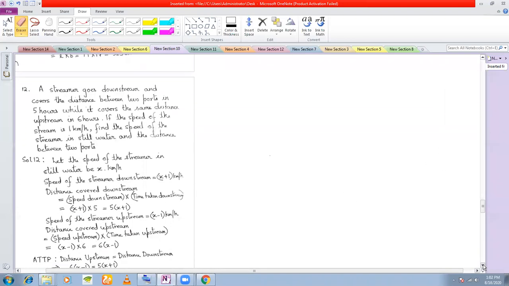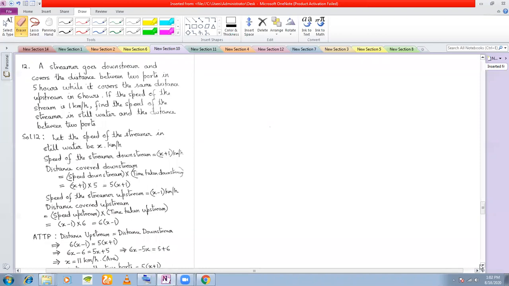Now see this one, number 12. A streamer goes downstream and covers the distance between two ports in 5 hours, while it covers the same distance upstream in 6 hours. If the speed of the stream is 1 kilometer per hour, find the speed of the streamer in still water and the distance between the ports.